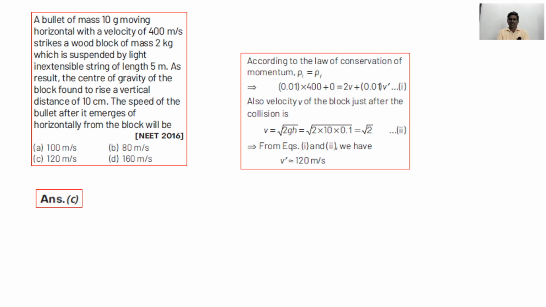And from equations 1 and 2 we have v dash equal to 120 meter per second. On substituting this, we are getting v dash equal to 120 meter per second.